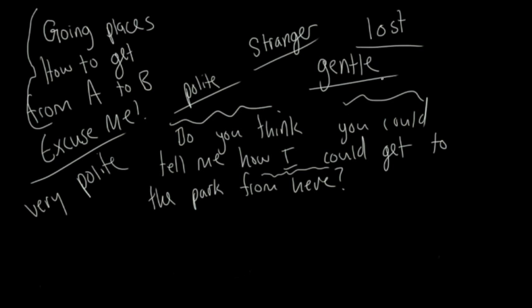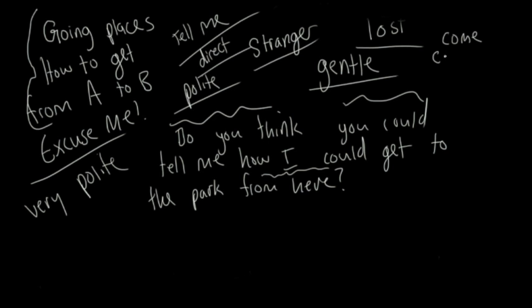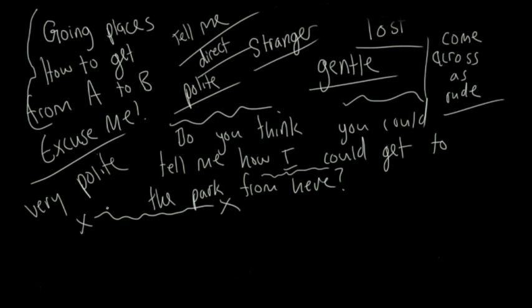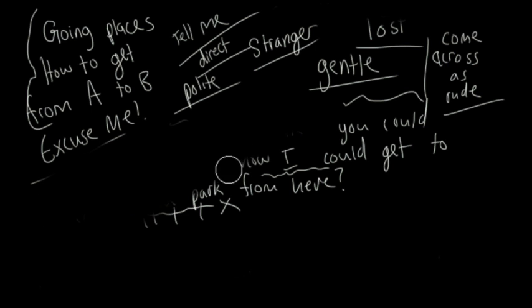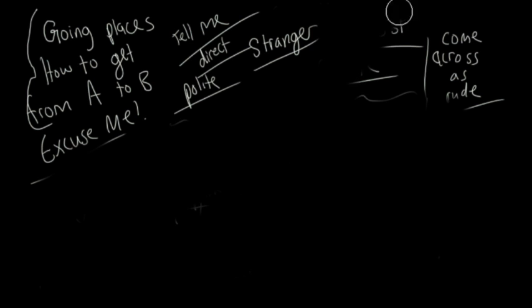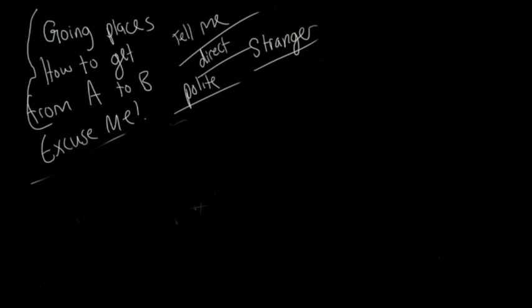If we say, "Tell me how to get to the park." Tell me. This is a little bit direct. It could come across as rude if you say it that way. So this way is very polite. From here, and tell me how to get to here, step by step. So that's one way. There are other ways, and most of the ways that we ask are pretty simple, some more direct than others. Let's look at them.